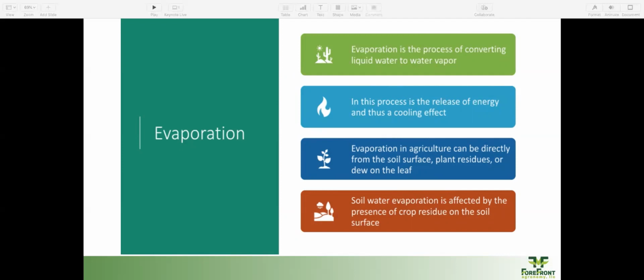Digging into evaporation a little bit further, evaporation is the process of converting liquid water to vapor. And in this process, we release energy, which cools the leaves.